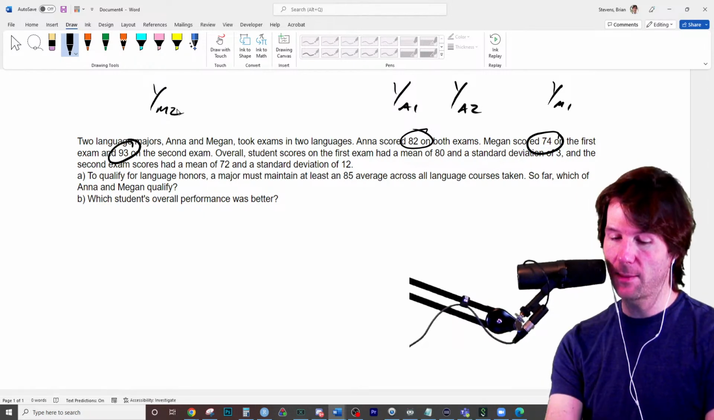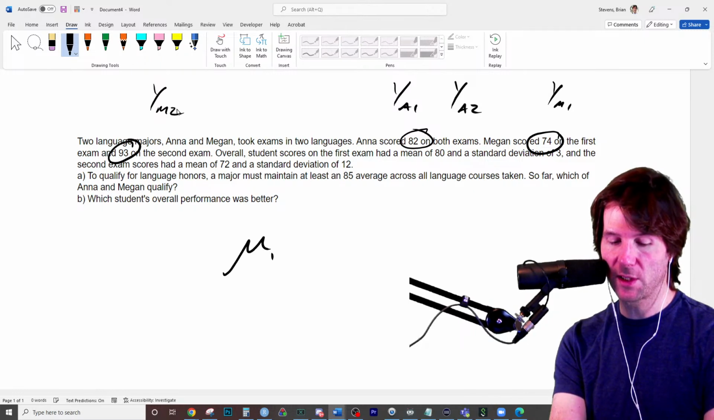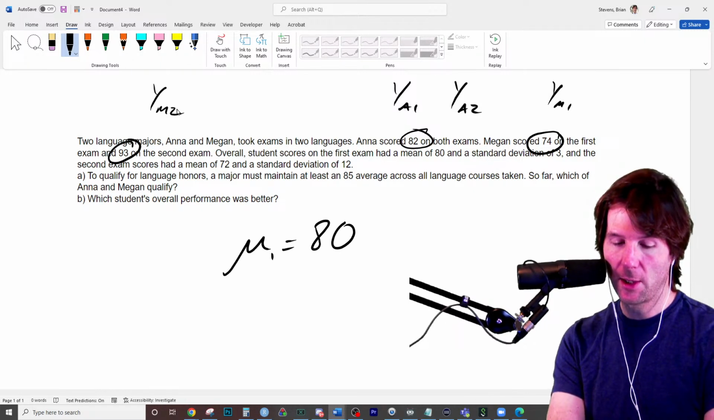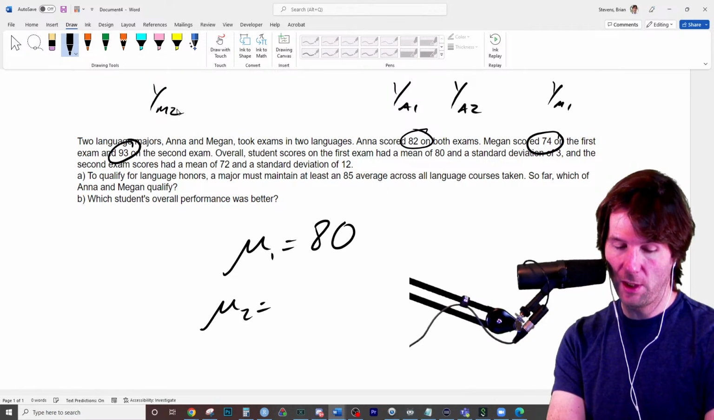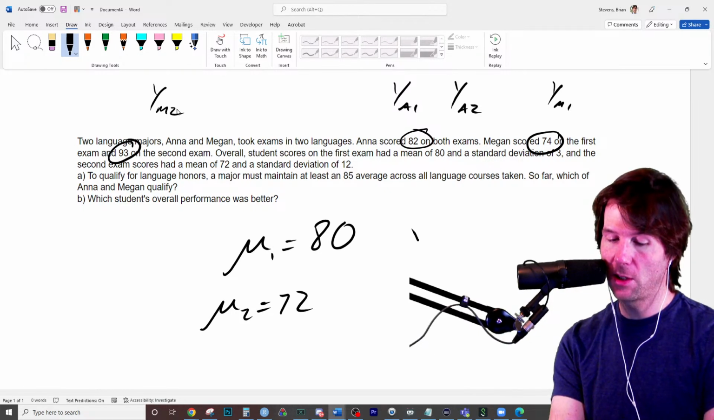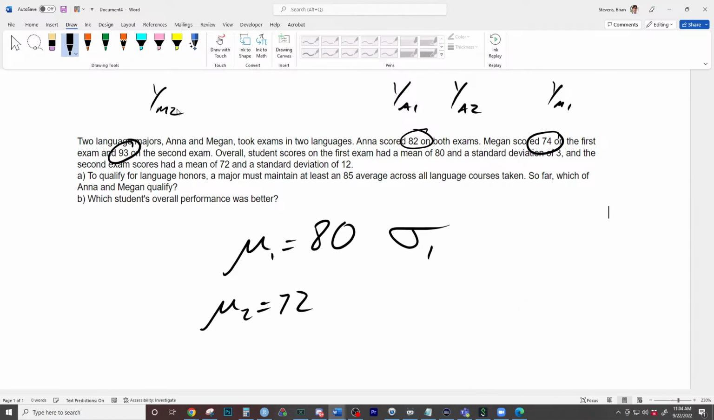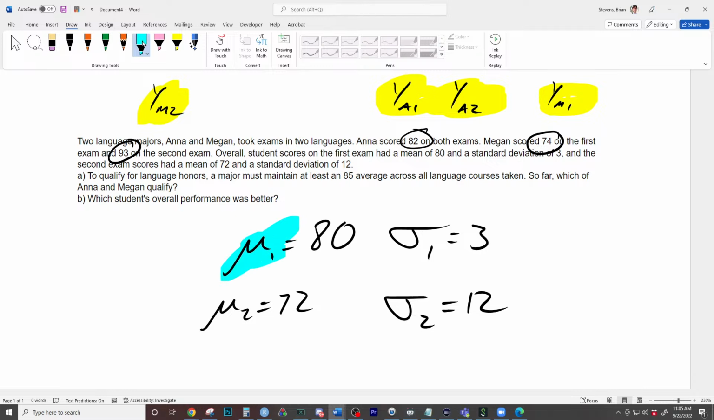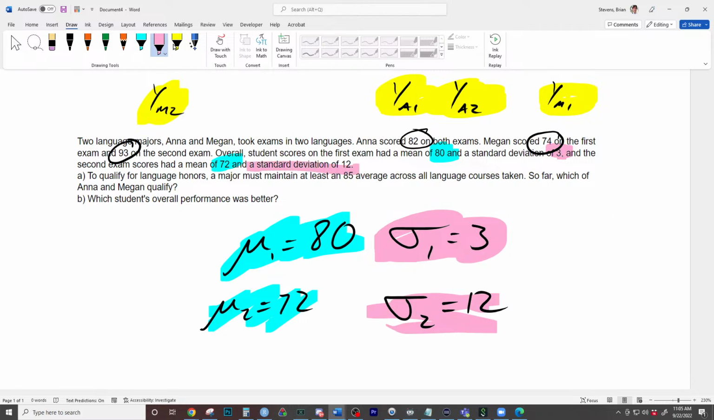So now we want to look at the exams right here. We have mean for exam 1 equals 80. Mean for exam 2 equals 72. Standard deviation for exam 1 equals 3. Standard deviation for exam 2 equals 12. A lot more variation. These are Anna's observations. These are Megan's observations. These are the means for the distributions, and here we have the standard deviations for exam 1 and exam 2.